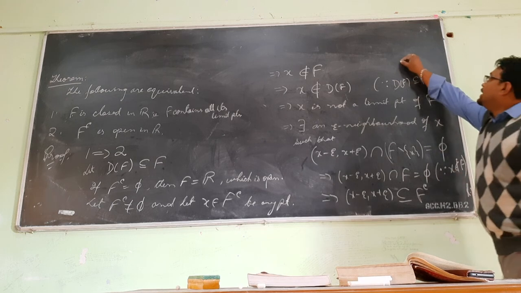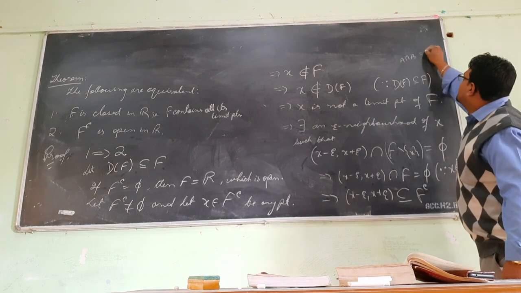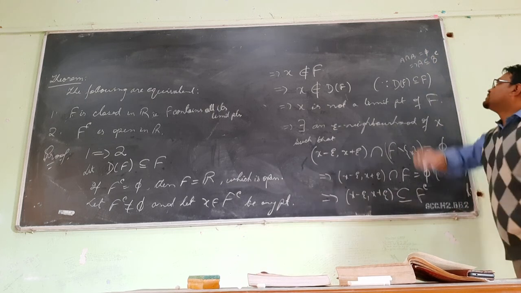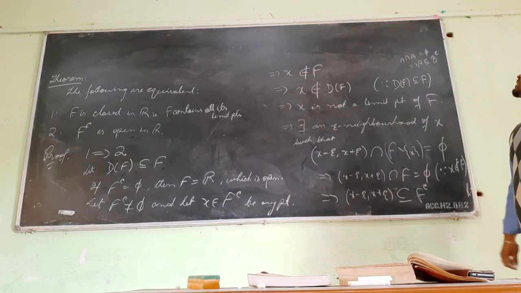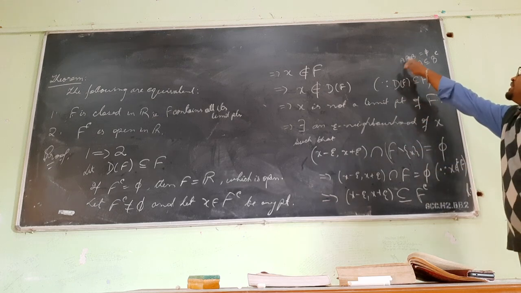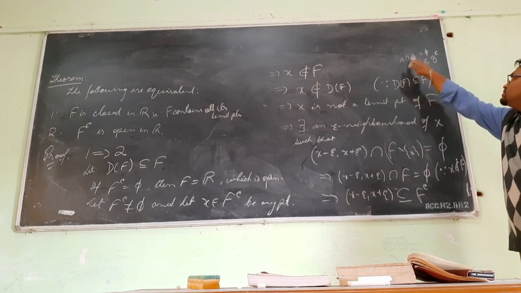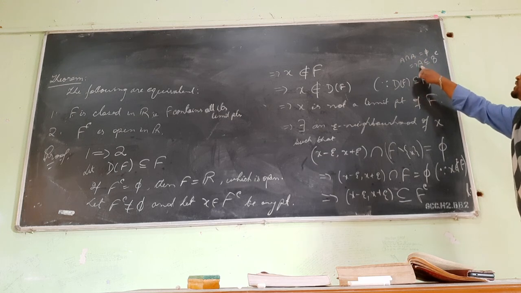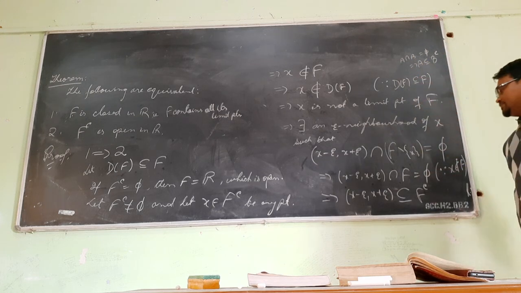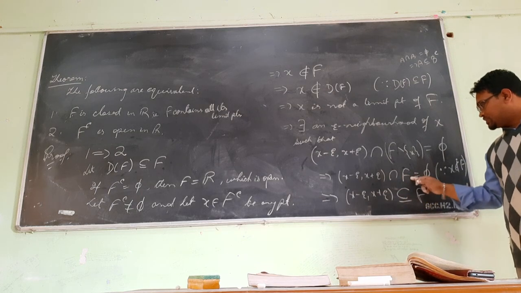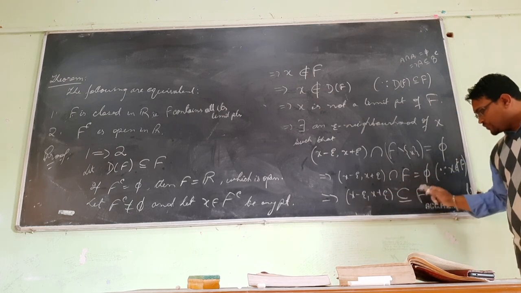A intersection B is phi always means that A is a subset of B complement. It means there is nothing common between A and B. So none of the points of A is in B, that means all points of A are in B complement. That is a standard result of set theory. This intersection is phi, that means this is a subset of F complement.